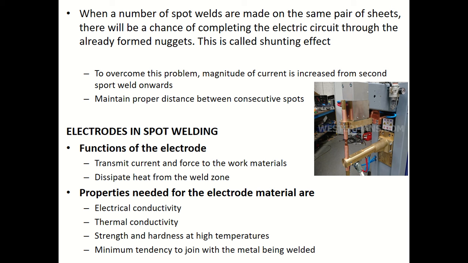Now, as I told you, you can use spot welding to make a number of spot welds on the same pair of sheets. The electric current passes through, and the resistance to the electric current causes heat, and then the metal melts and joins. This is how welding takes place, isn't it? When the first weld is completed and you are going to do the second weld, there is a chance that the electric current may flow through the first formed nugget, and that region may again get welded. That effect is called the shunting effect. It's a very important phenomenon in resistance spot welding.